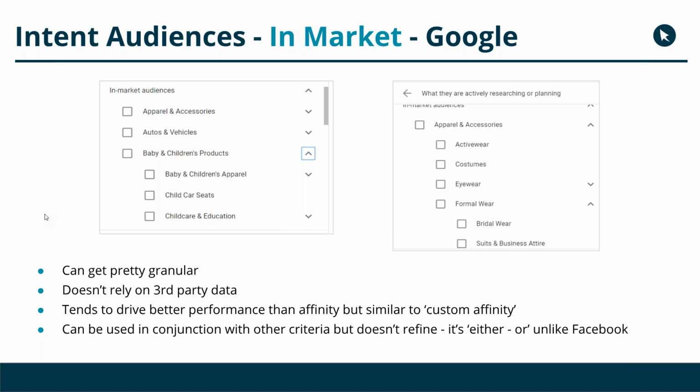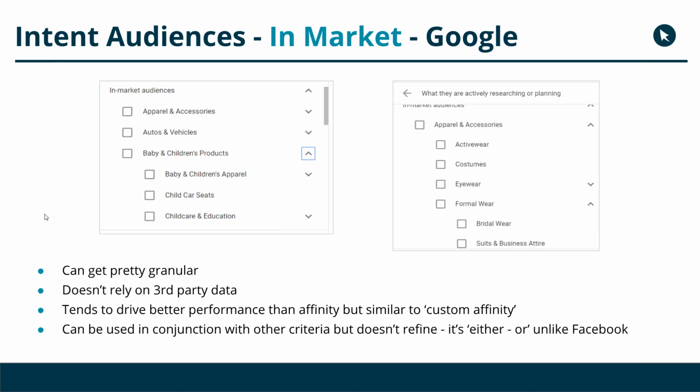So let's say that you wanted to build a campaign or an ad group that utilizes custom intent and in-market in conjunction. You could do that, but it's different than Facebook in that it doesn't refine the audience like a Venn diagram where you have to meet both criteria. It's either or. So you can utilize both, but it's not really going to refine it further. It's actually just going to give you more reach if you utilize both in conjunction.